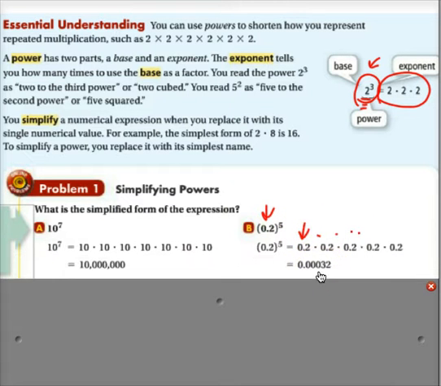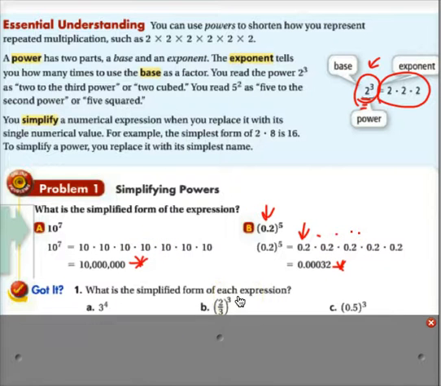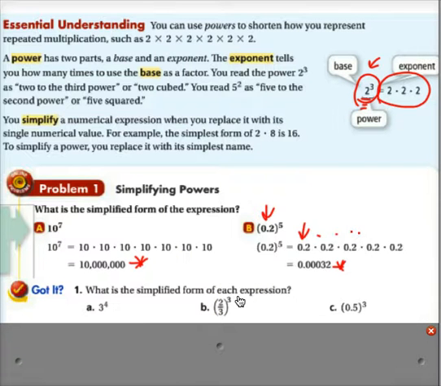All right, so pretty easy. But then to finally simplify it, we actually do that multiplication. For example A, we get 10 million. And for example B, we get 0.00032. Okay, so that's the final simplified form. So, what is the simplified form of each expression?